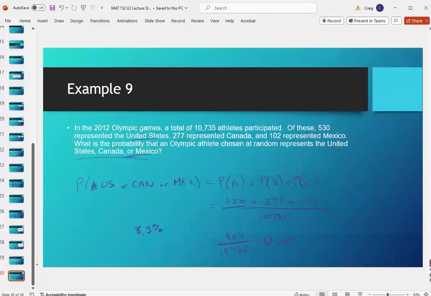And so only when you can't have both, when the events are mutually exclusive, like being from two different countries, only then can you forget about the and part at the end. Otherwise, you've got to be careful you don't count things twice.